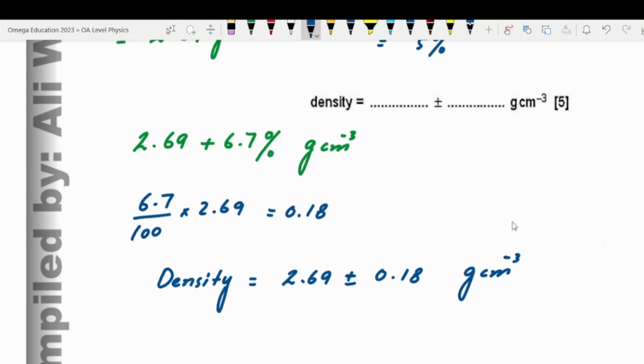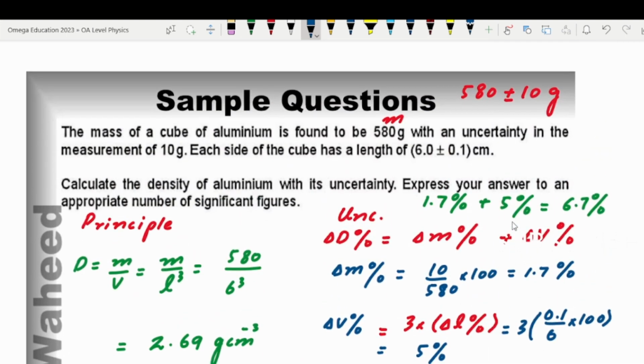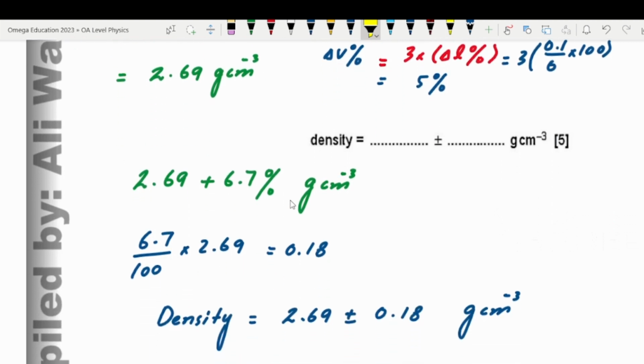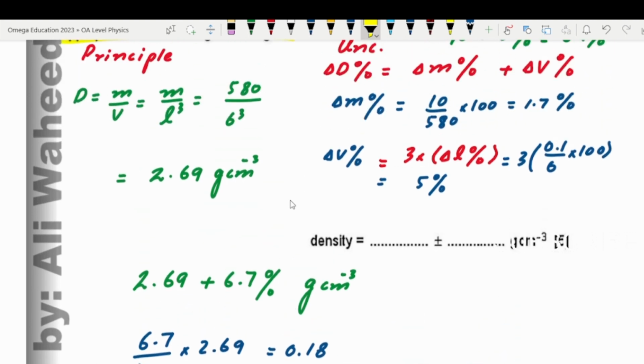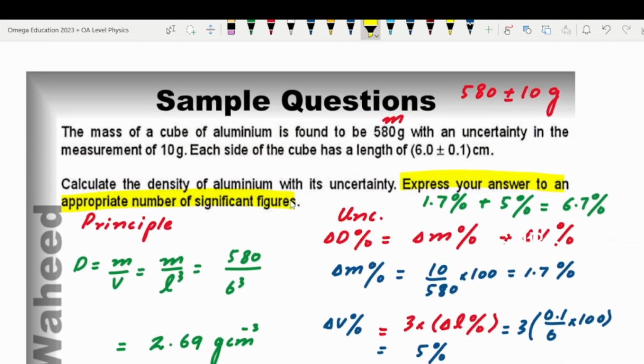Okay, so you write the answer like this, you'll be getting 4 marks out of here, because the question says express your answer to an appropriate number of significant figures. So you have to consider the number of significant figures which would be compatible in this situation. This is what your last 1 mark is for. You leave it till here, you'll be getting 4 marks, but for the last mark you need to compensate the significant figures.